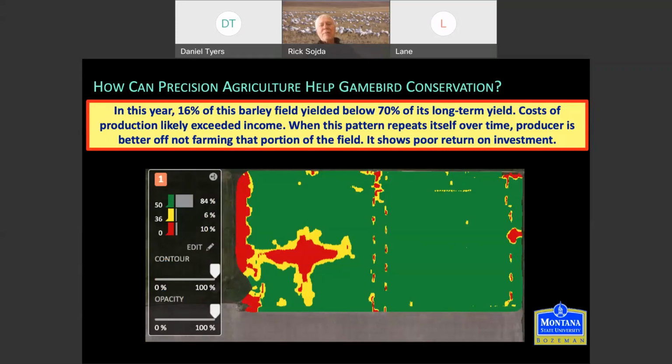When I sit down with a map like this and show it to a producer, they usually know what areas of their fields aren't producing year after year. But this really makes it hit home, and they begin to realize that in these areas they're not just not making money, they're actually losing money. And so then we can use that as a door to open to talk about conservation practices on those pieces of property.